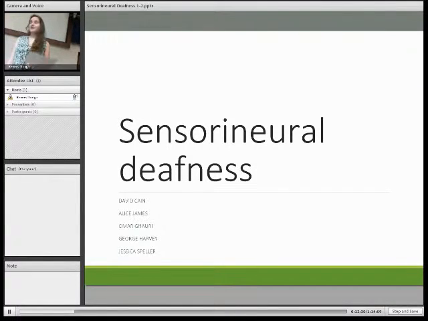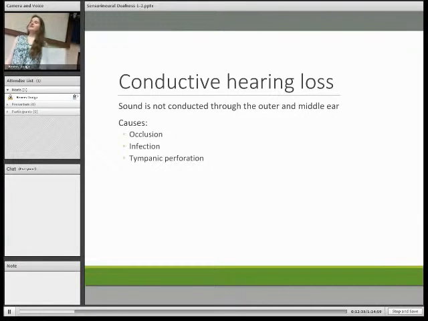Okay, so welcome to our presentation on sensorineural deafness. Before we start, I was just going to give you a quick definition of the other type of deafness, which is conductive hearing loss. As you can see on the slide, it occurs when there's a problem conducting sound waves anywhere along the route through the outer ear, tympanic membrane or middle ear. It can occur alone or with sensorineural hearing loss, which is the main focus of our presentation. And the three main causes are occlusion, infection or tympanic perforation.